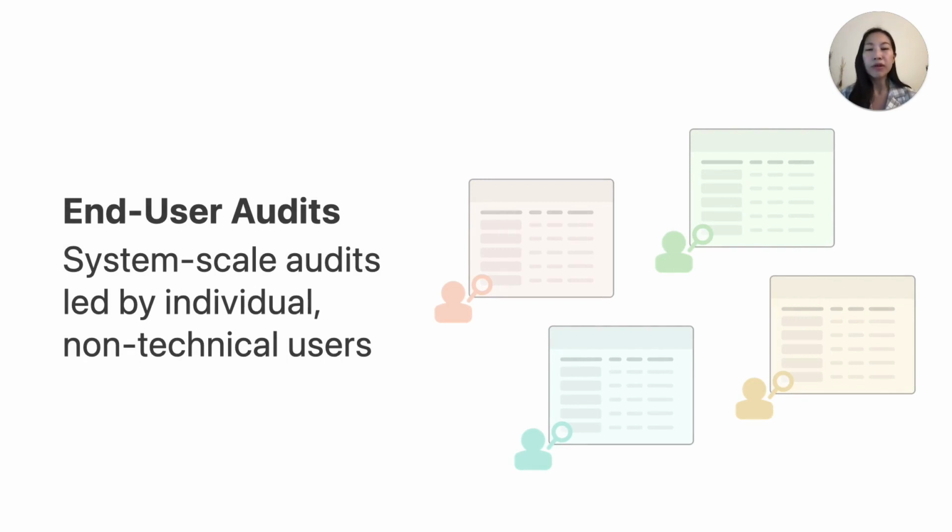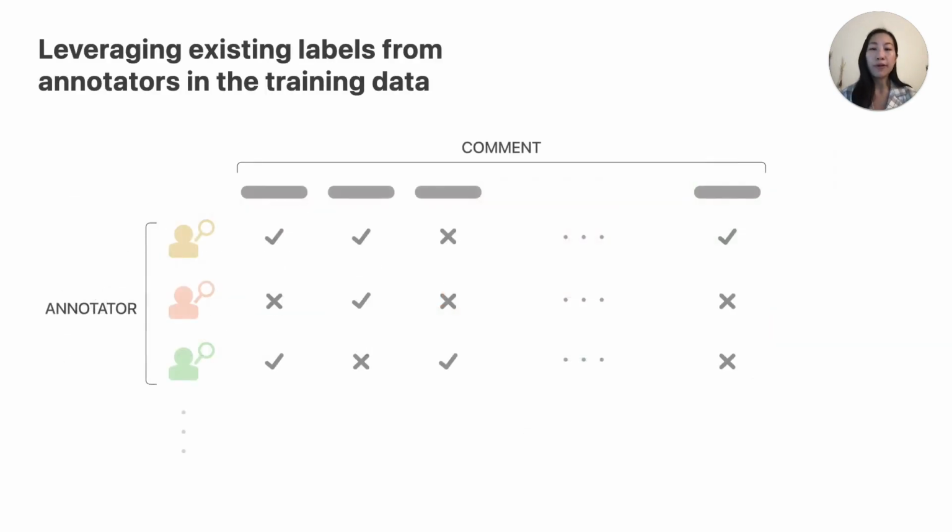In our work, we address this effort barrier by introducing end-user audits, system-scale audits led by individual, non-technical users, members of these communities who do have this rich situated knowledge of the particular impacts that algorithmic systems have on their communities. Our approach tackles this problem using information already present in most machine learning datasets, labels from annotators in the training data. Many of these existing datasets used to train algorithmic systems already contain a variety of perspectives and represent annotators with a range of identities.